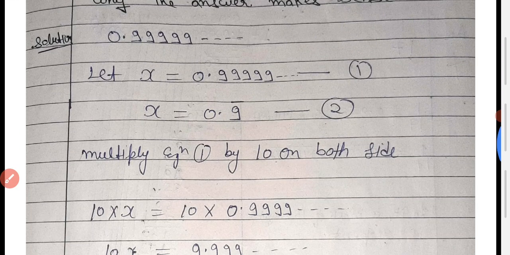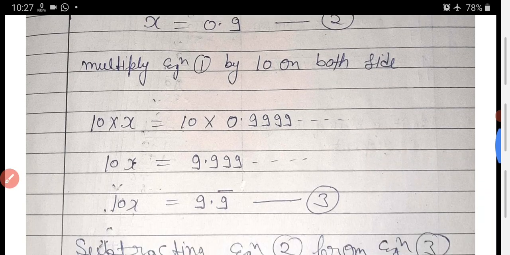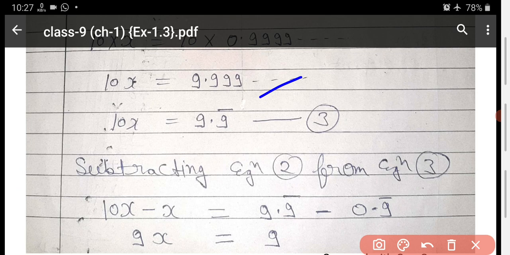You have to write first, let x is equal to 0.999 dot bar, that is 0.9 bar. Now multiply equation 1 by 10 on both sides, so it becomes 10x. Now the decimal shifts to this side, it becomes 9.99999 and so on. So when you multiply, it becomes this: here 0.9 bar, and in this place you write 9 bar.